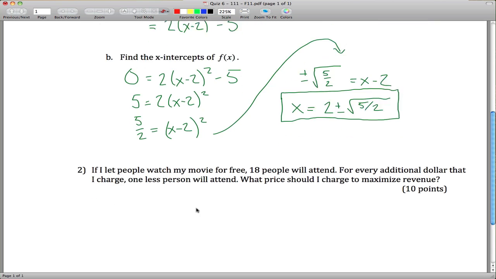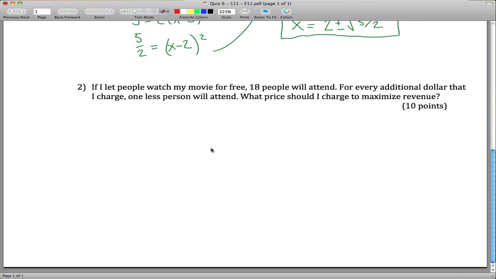But whatever. And now the dreaded word problem. The nice thing is that it's a problem about movies. I think that was MZ's suggestion. So it's a revenue problem. We want to maximize revenue. Revenue equals price times quantity.